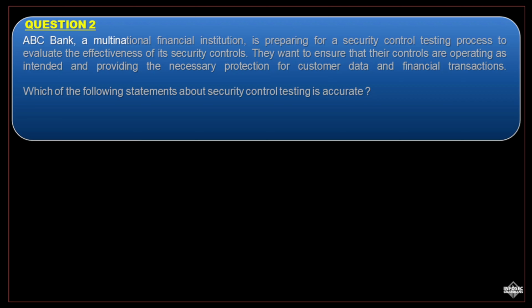ABC Bank, a multinational financial institution, is preparing for a security control testing process to evaluate the effectiveness of its security controls. They want to ensure that their controls are operating as intended and providing the necessary protection for customer data and financial transactions. Which of the following statements about security control testing is accurate?